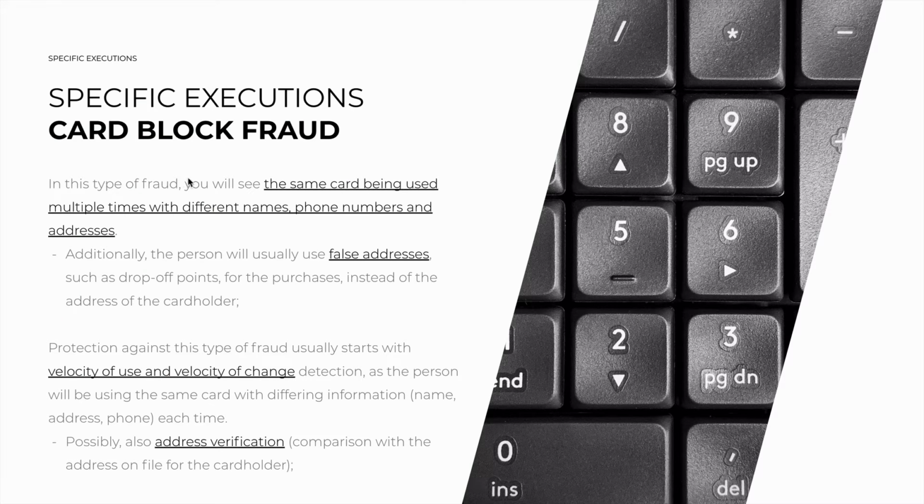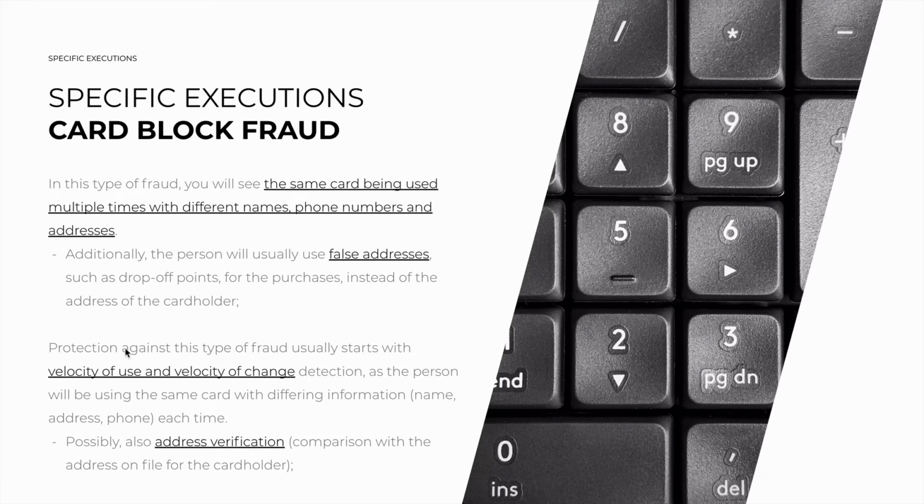In this type of fraud, you will see a behavior consisting of the same card being used multiple times with different names, phone numbers, and addresses, especially across retailers. This is because the fraudster has the card number, but they never have the actual name or address of the person. So you will see the same card number associated with different account information, different names, different phones, and so on. Additionally, the person will use false shipping addresses, such as a drop-off point, because they're not sending the purchase to the actual cardholder's home, but temporary addresses where they can pick up the goods and possibly fence them later.